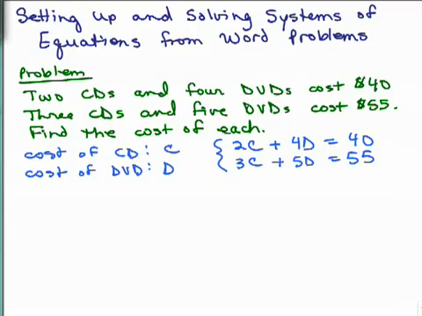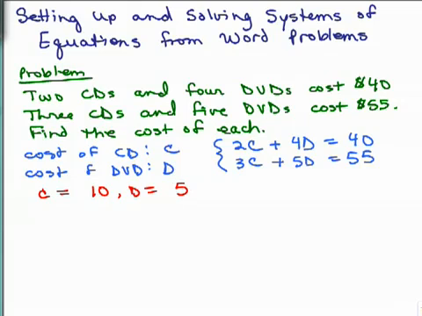Okay, so I'm going to assume you did that and you're back, and I'm not going to show the work. You could use any method you want, but you should have gotten that C was $10. So it's $10 for a CD, and you should have gotten that D was $5.